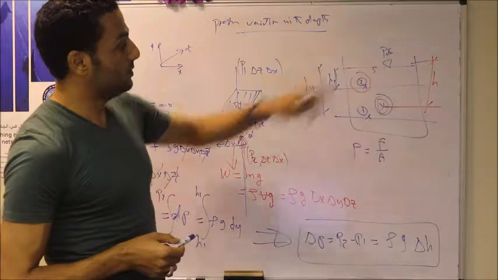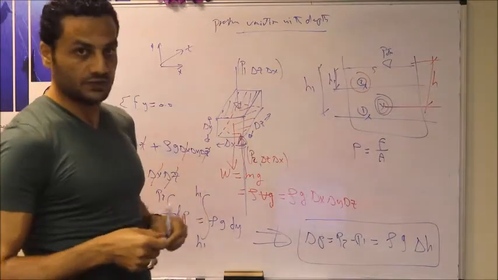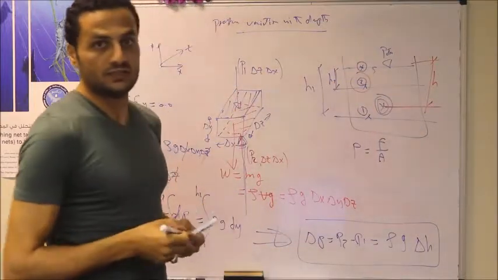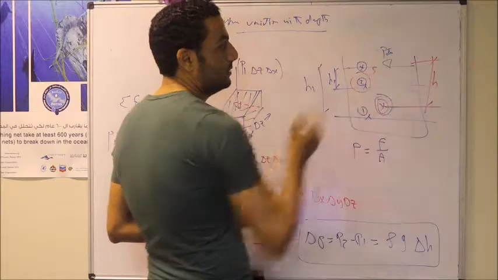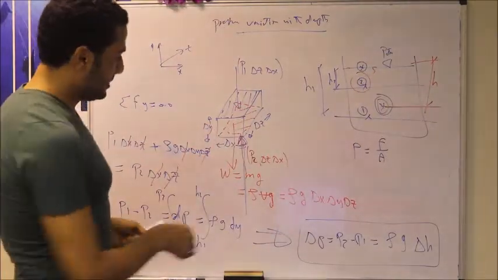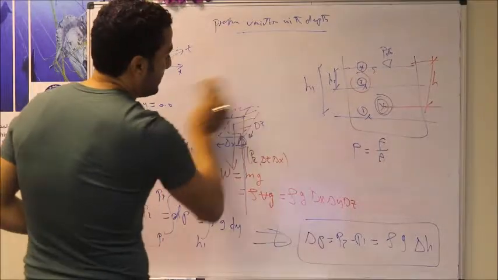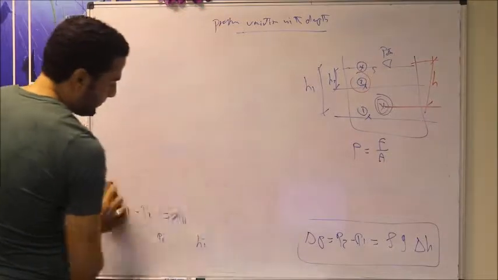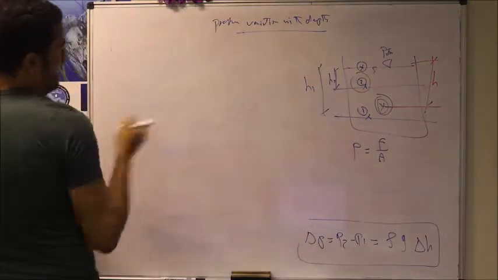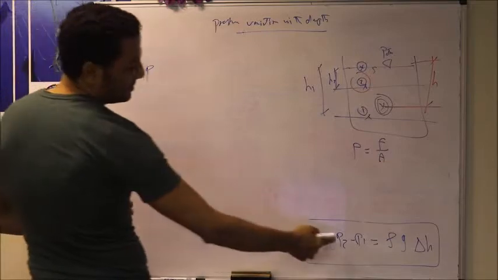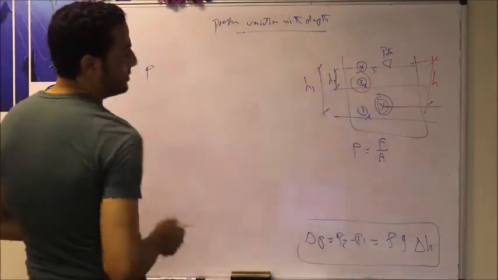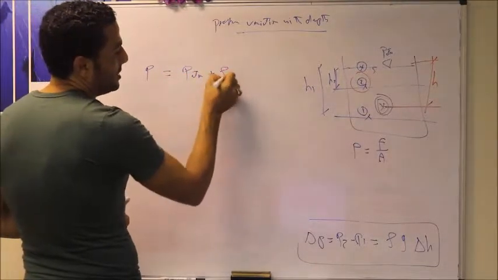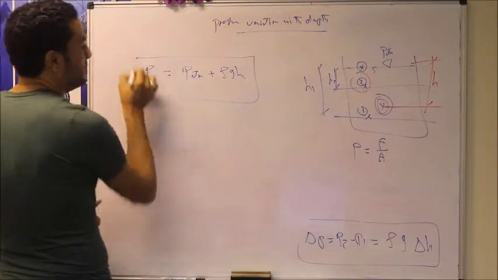But if we consider point 2 as existing at the top, at the surface, the pressure at this point is equal to the atmospheric pressure. So the pressure at any submerged point within a static fluid, let's consider P2 minus P1, is equal to, in this case, P atmosphere. So the pressure at any point will equal the atmospheric pressure plus rho g multiplied by h.